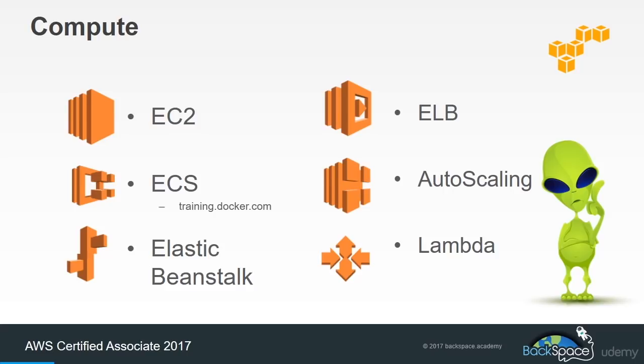We also have the Elastic Load Balancing Service, and what that will do is it will allow us to distribute requests that are coming in for multiple servers and distribute those requests across multiple servers and manage the load of those servers for us.